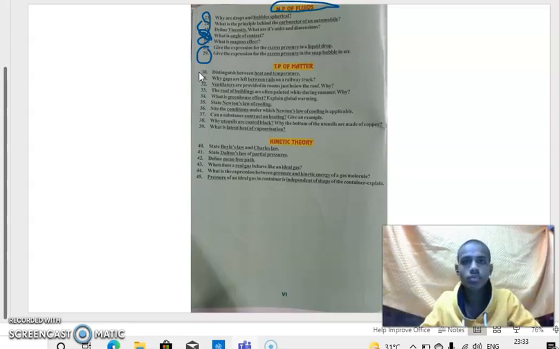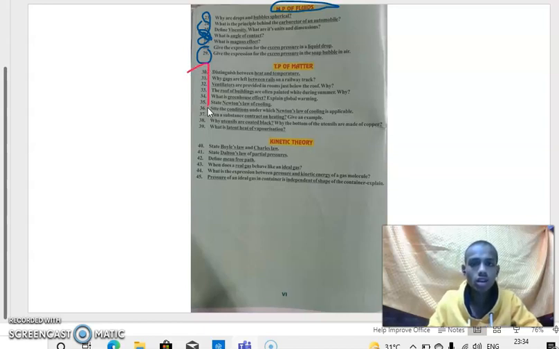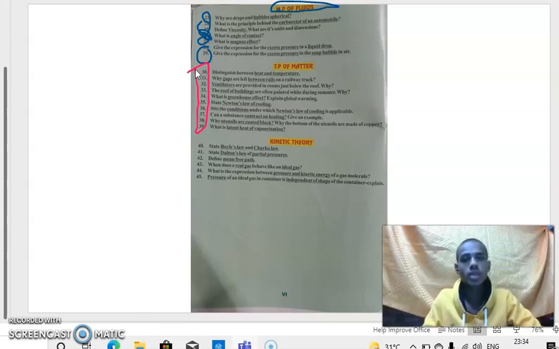Explain global warming. State Newton's law of cooling. State the condition under which Newton's law of cooling is applicable. Can a substance contract on heating? Give an example. Why are utensils coated black? Why are the bottoms of utensils made of copper? What is latent heat of vaporization? These are the 2 marks questions in thermal properties of matter.